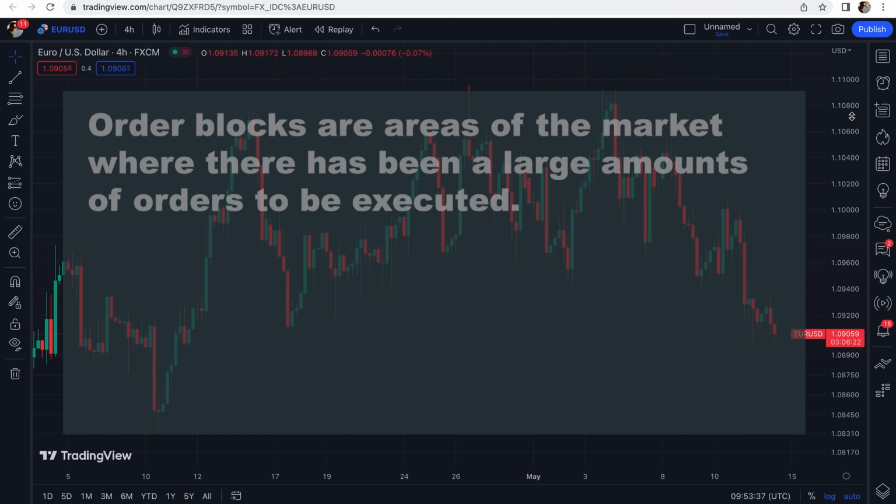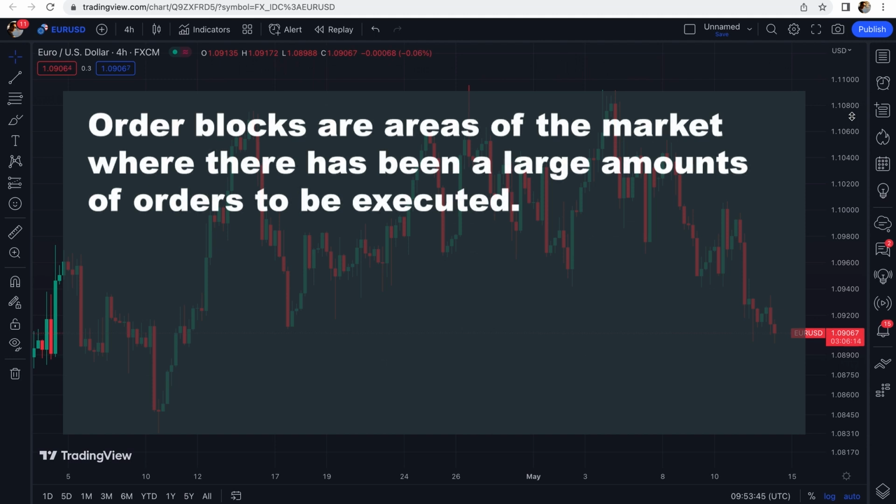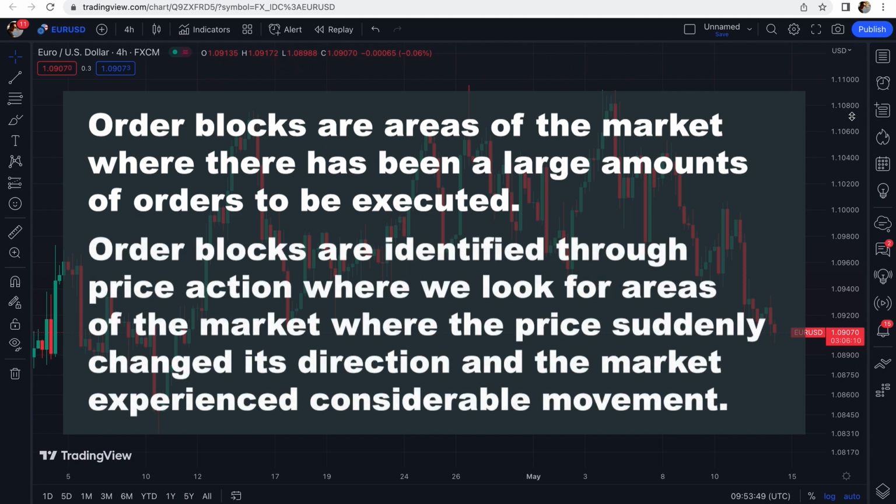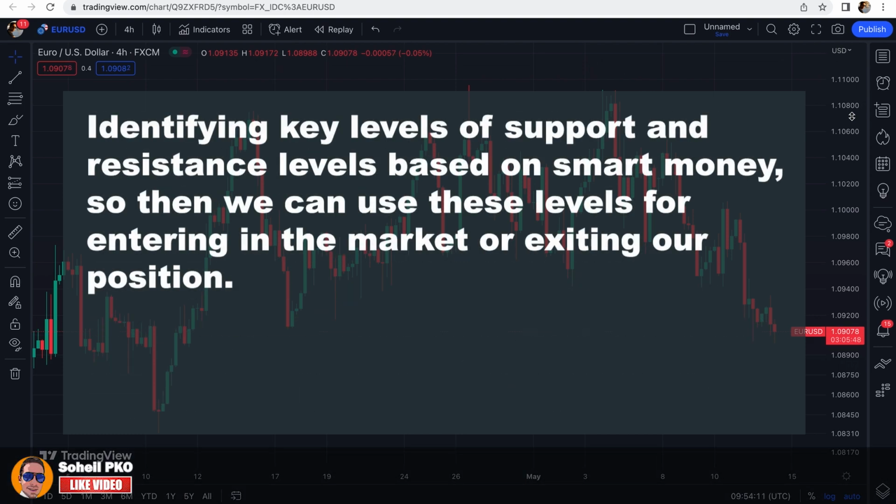In other words, order blocks are areas of the market where there has been a large amount of orders to be executed. So essentially, order blocks are identified through price action, where we look for areas of the market where the price suddenly changed its direction and the market experienced considerable movement. The main concept of an order block is identifying key levels of support or resistance based on smart money. So then we can use these levels for entering the market or exiting our position.